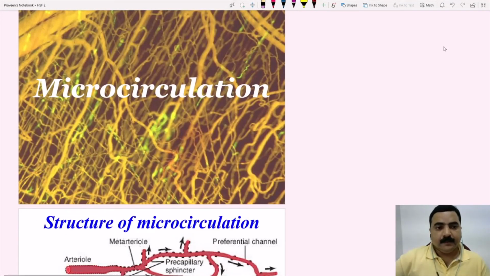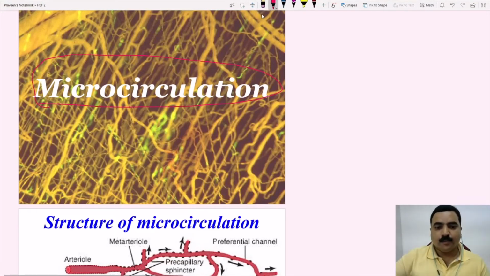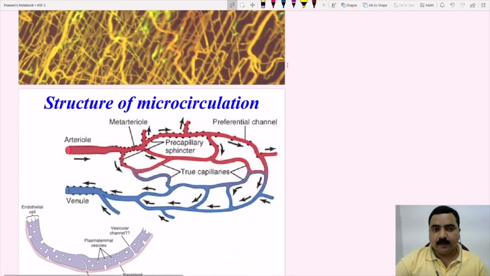In this lecture, we will study about the microcirculation that is taking place in our body. Microcirculation means the circulation through the capillary network. The important pathophysiological concept that you must understand regarding the microcirculation is the concept of edema. So let's discuss what this microcirculation is.